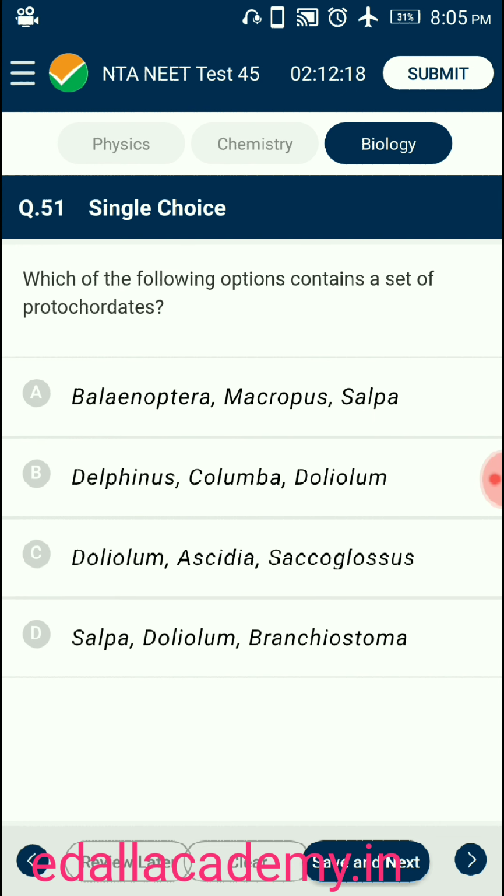Question number 51. Which of the following is a set of protochordates? Subphyla Urochordata and Cephalochordata are often referred to as protochordates and are exclusively marine. In Urochordata, the notochord is present only in the larval tail, while in Cephalochordata, it extends from head to tail region and is persistent throughout their life. Examples: Urochordata, Ascidia, Salpa, Doliolum. Cephalochordata, example: Branchiostoma, also called Amphioxus or Lancelet. So the answer for this question is option D, Salpa, Doliolum, Branchiostoma.